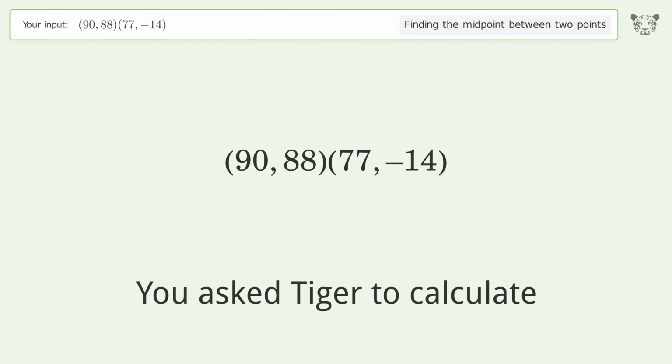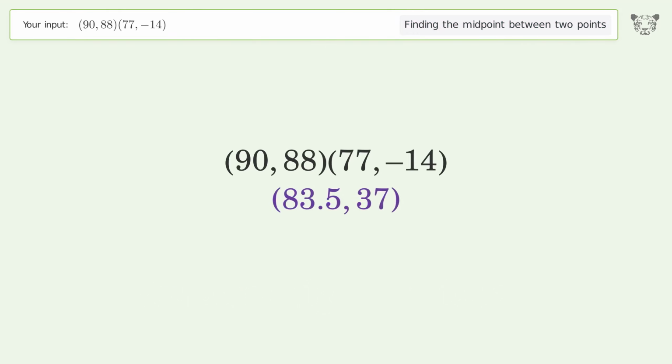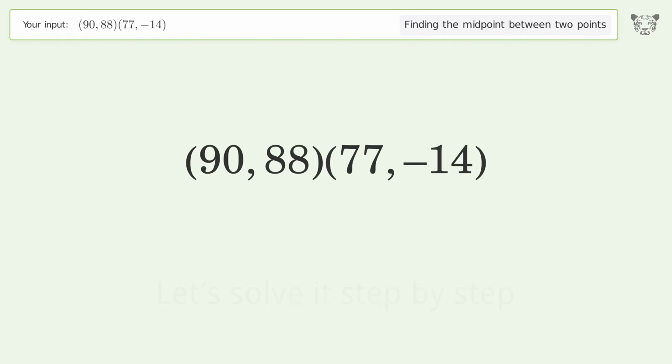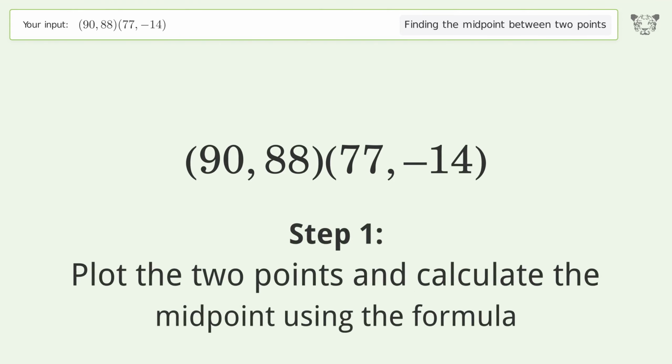You ask Tiger to calculate. This deals with finding the midpoint between 2 points. The midpoint between the 2 points is 83.537. Let's solve it step by step. Plot the 2 points and calculate the midpoint using the formula.